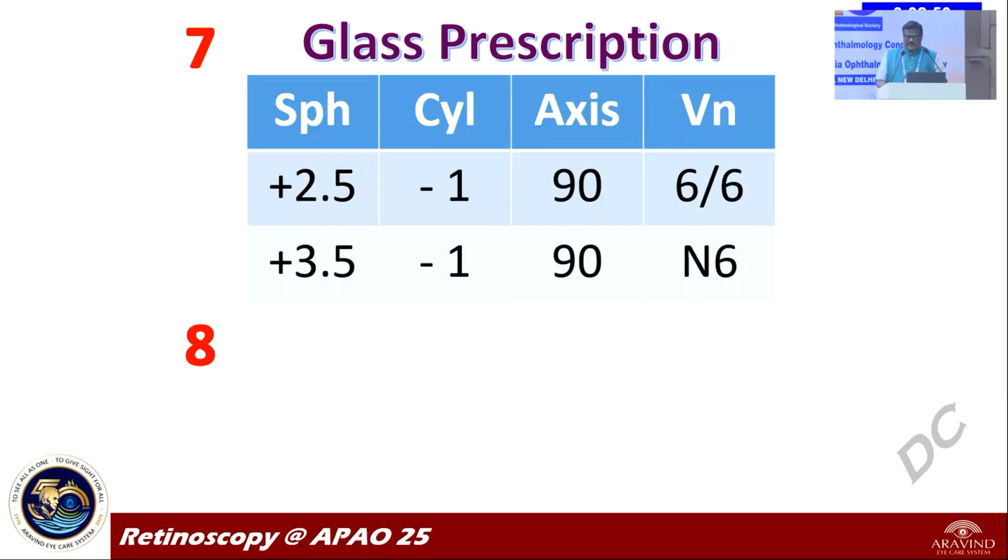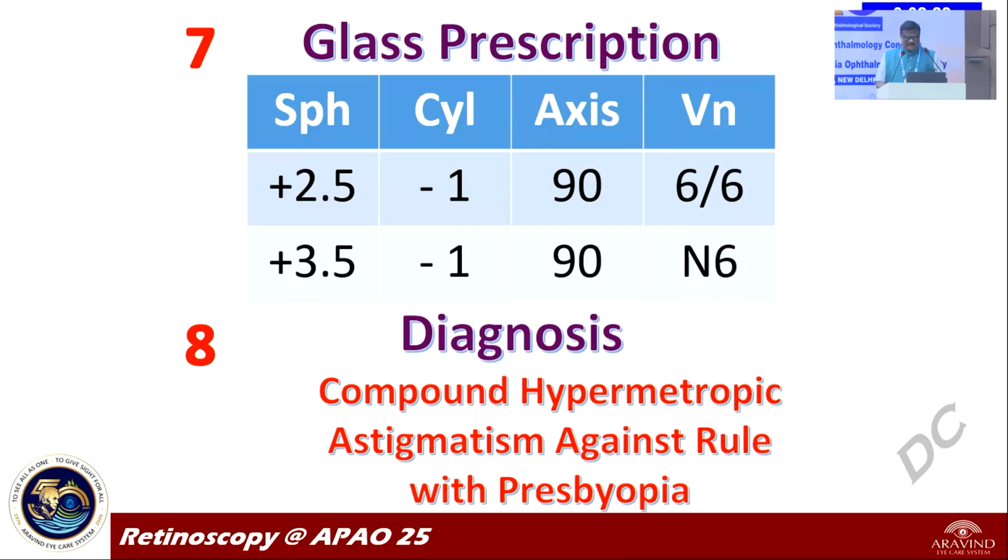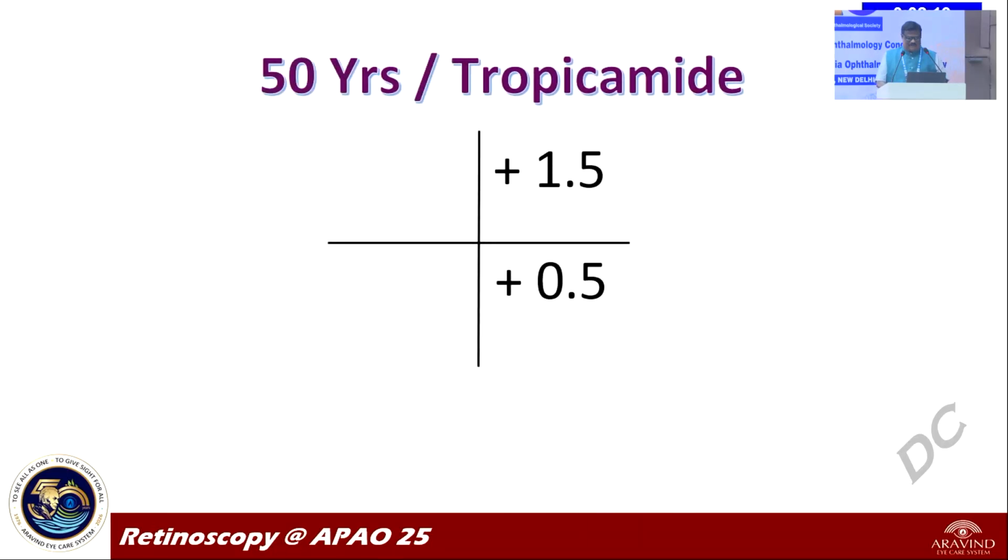Now what will be the diagnosis? Quick, 15 seconds. Anybody? What's the diagnosis? How many of you want to say it's mixed astigmatism? Simple astigmatism? Come on. Somebody will tell it is mixed because there is one plus sphere, minus cylinder. Remember, this is a compound hypermetropic astigmatism, minus at 90 is against the rule, and presbyopia. These are the 8 steps of refraction. Okay, you got it. I'll just sum it up.